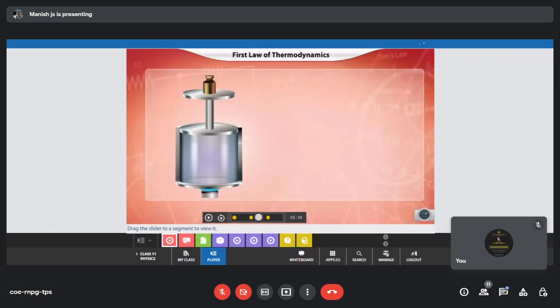Is it clear based on the explanation? So we'll see the animation also, but that is the big picture. Okay, so we'll see. The first law of thermodynamics can also be written as shown. If heat energy is transferred into the system, Q is positive.